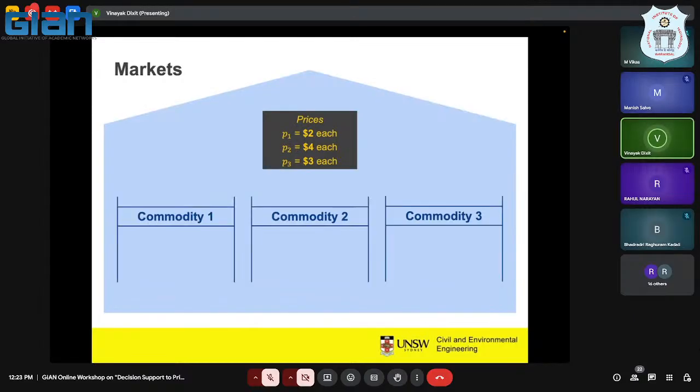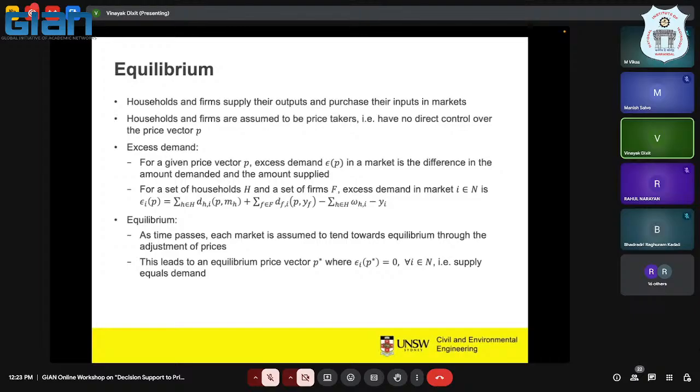So this is how a market would look. You have a commodity and the supply is P1, with different prices, and because of that there's a demand for it. So this is the supply and this is the demand, where P1 is $2, P2 is $4, P3 is $3 each. So the question is, how much will it need? This is where your concept of equilibrium comes in.